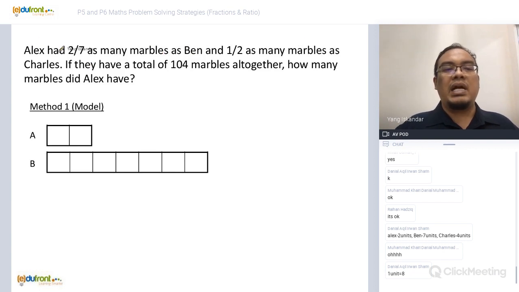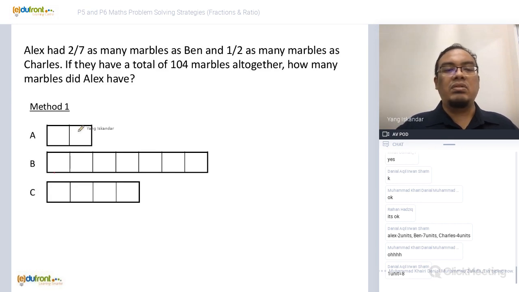Now, in the second ratio, they tell you that Alex has half as many marbles as Charles. So, half means if Alex has 2 units, we know that Charles will have twice the units, right? So, how do we draw Charles? So, if Alex has 2, then Charles will have 4. 1, 2, 3, 4. Because they tell you in this ratio that Alex has 1 unit and Charles has twice as many marbles as Alex. So, 2 units for Alex, 7 units for Ben and 4 units for Charles.